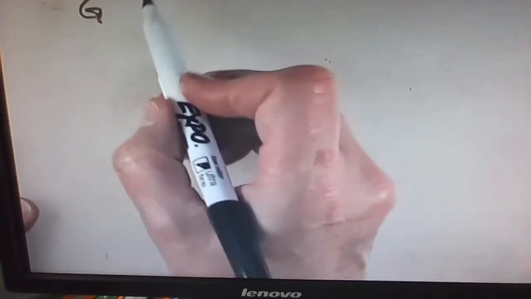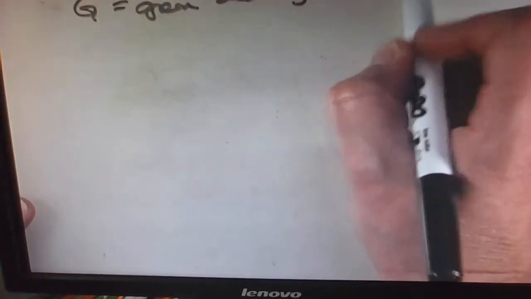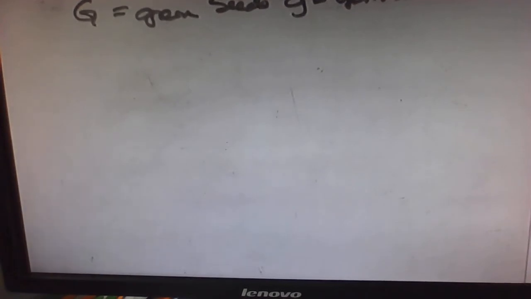All right, next. Capital G is green seeds. Oh, wait, yes, that's still the same characteristics, sorry. Lowercase g is yellow seeds. This time, it's the parents that are different. So we're going to cross.